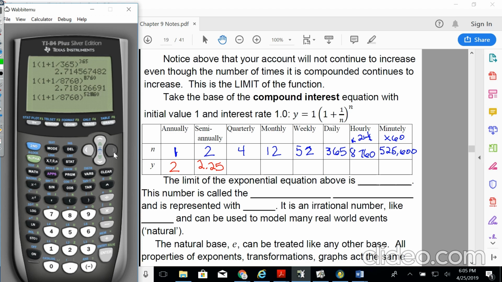Then go change this one to minutely, 525,600. And we get, I didn't put my parentheses again, 2.718279, and so on. Notice this part is the same as before: 2.718, 2.718. That's the number we saw when we were graphing last week.